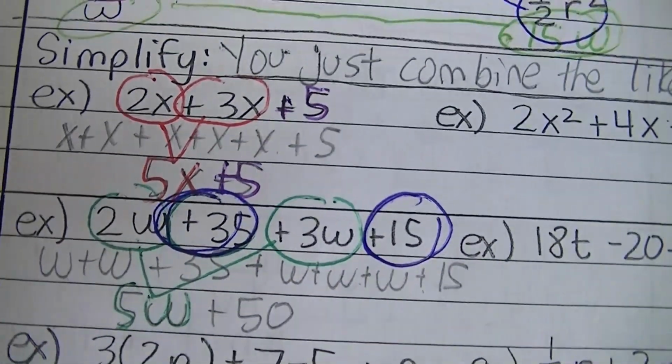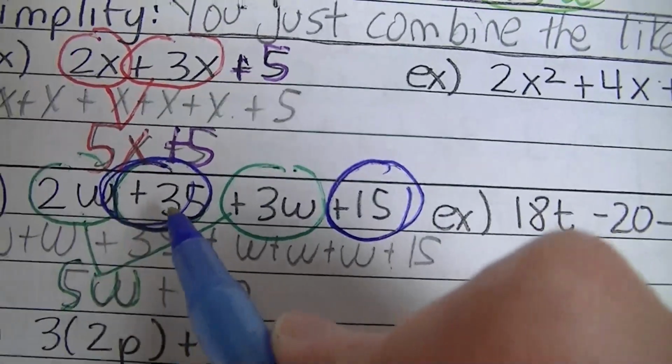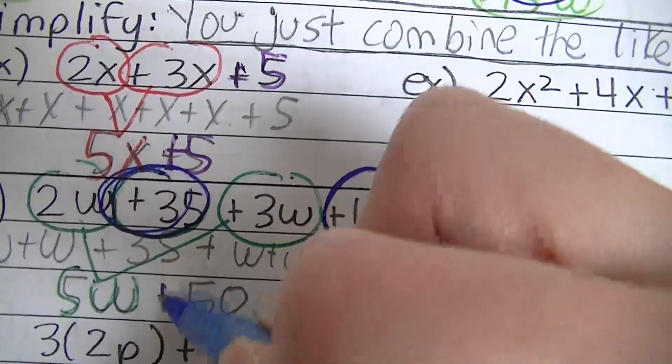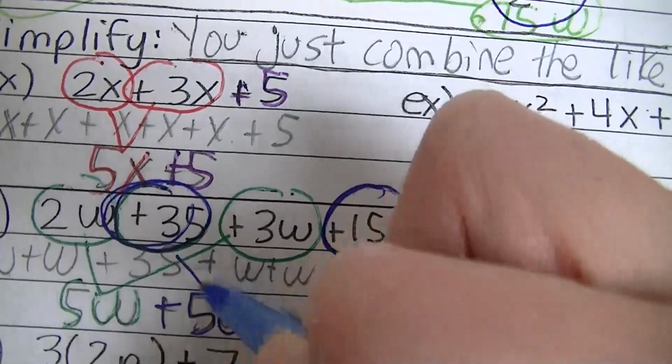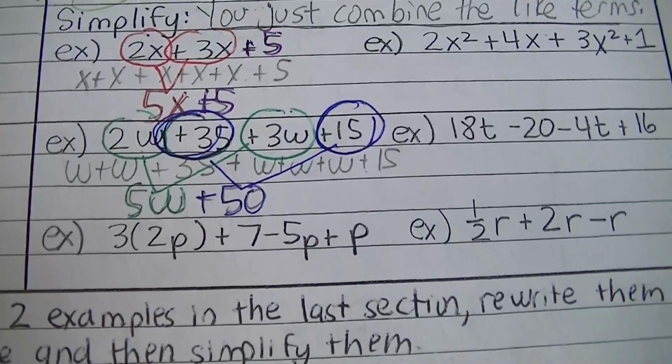And then the reason I told you to include that sign in front of it is because it tells you what to do. So a positive 35 plus 15 is a positive 50. Okay? You might want to pause the video and try some of these on your own.